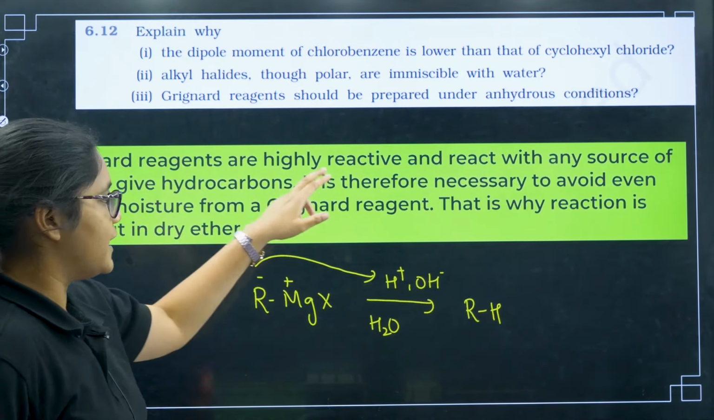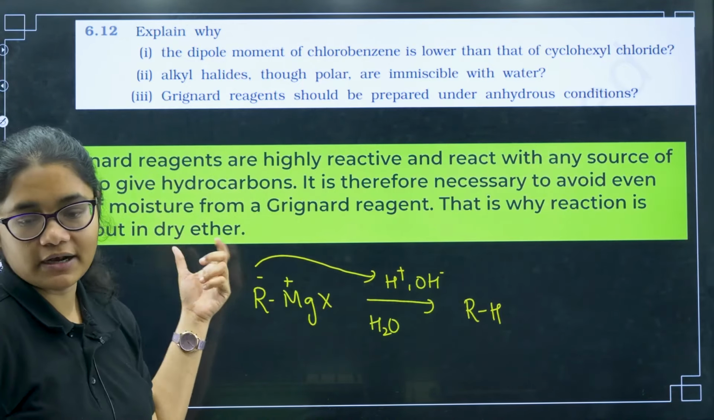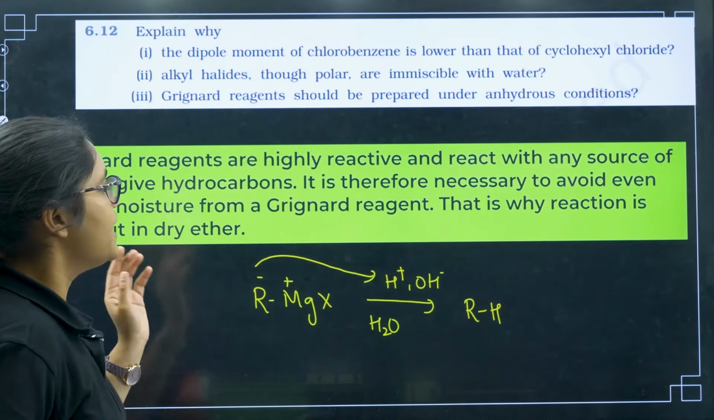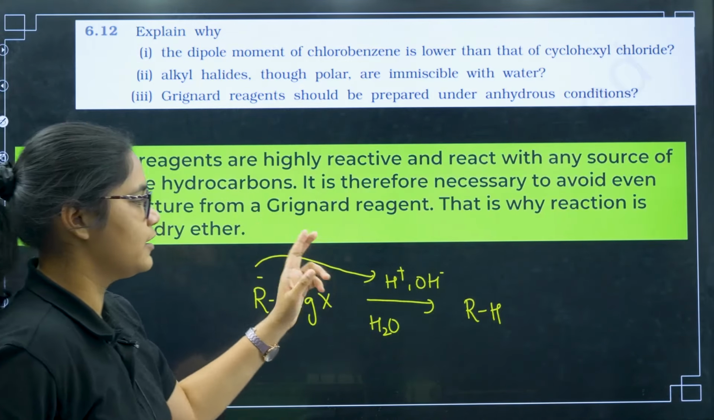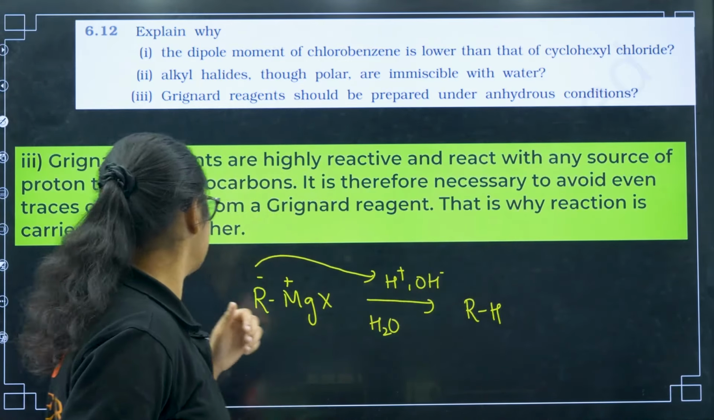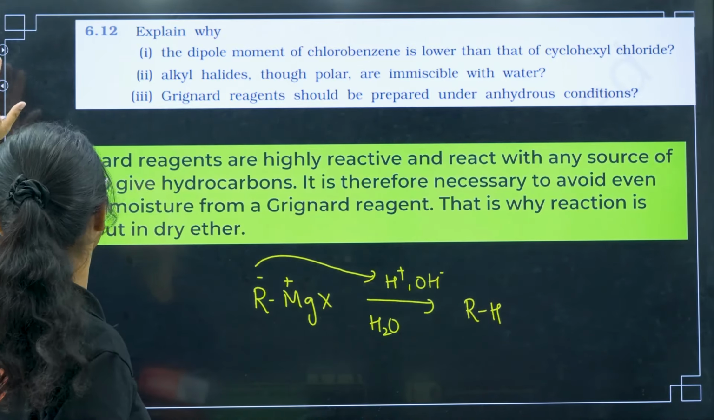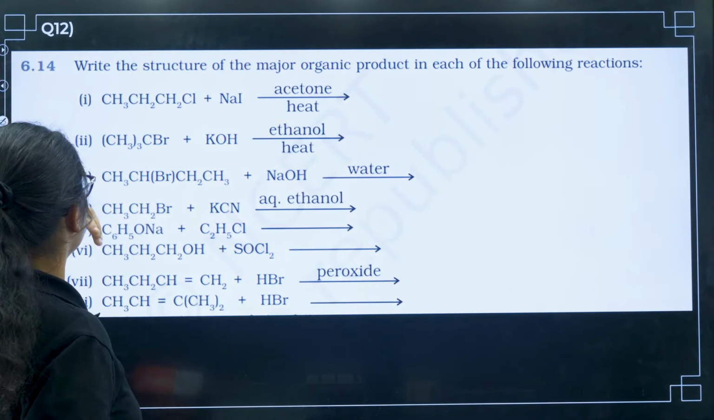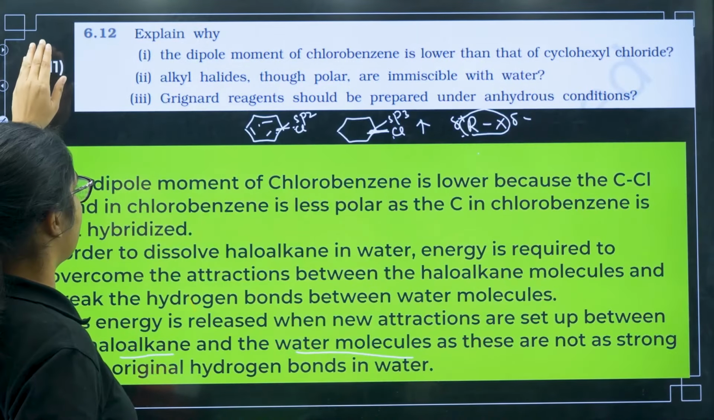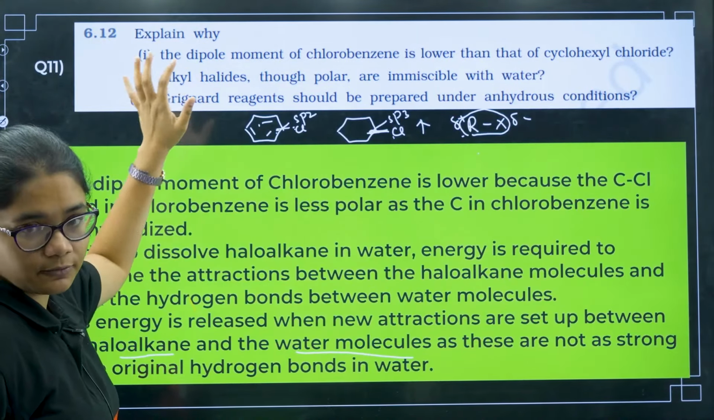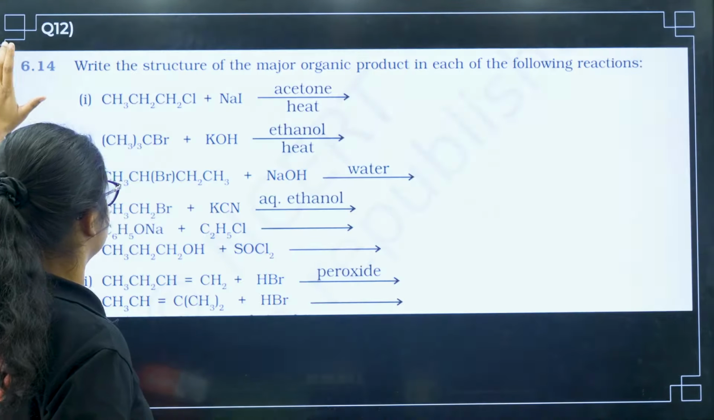So Grignard reagents are highly reactive and react with any source of proton to give you hydrocarbon. It is therefore necessary to avoid even traces of moisture from a Grignard reagent. That is why the reaction is carried out in dry ether. Clear? Okay, this is very simple. Next we'll go to, so this was my question number 11. It's a 6.12 question from the book, but in this series this is the 11th question. I have explained this one.